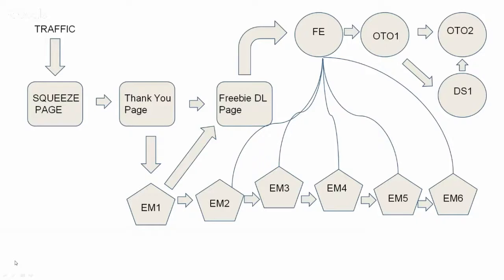We got traffic going into a squeeze page, to a thank you page, to the email one, and then on to the freebie download page, right? And then the freebie download page takes them to the front end offer where we offer them something. We got more emails taking them to the front end offer where we offer them something. Then we offer them an OTO 1 and an OTO 2 and a downsell 1.